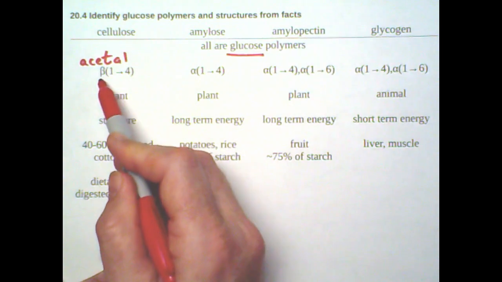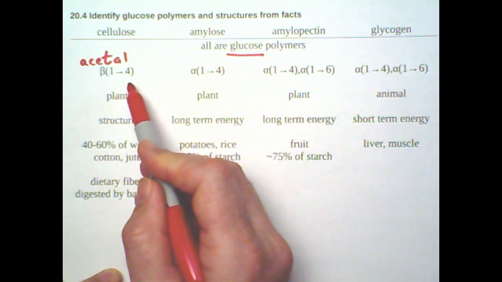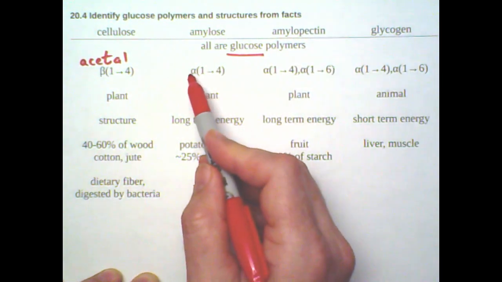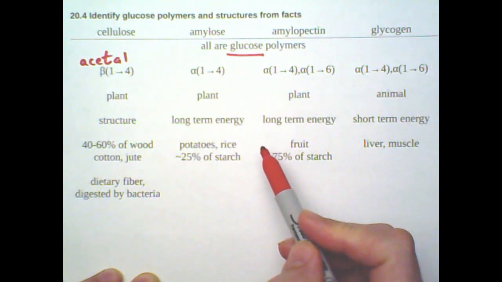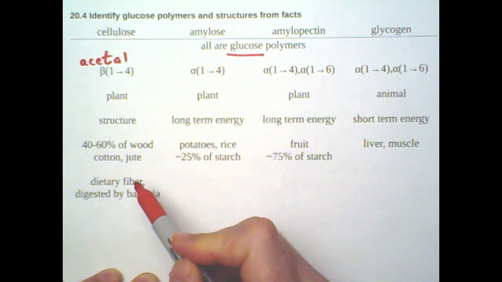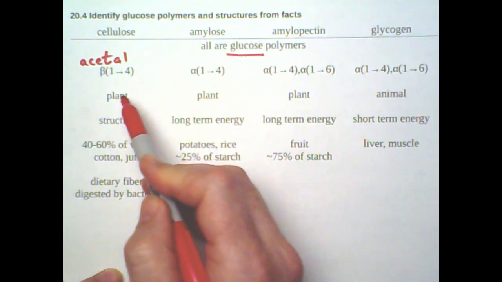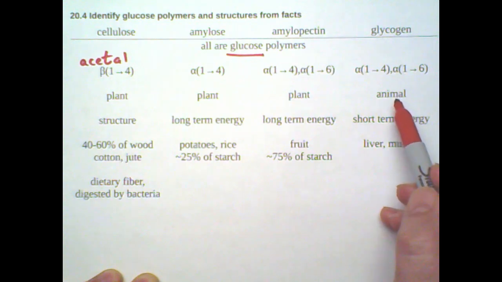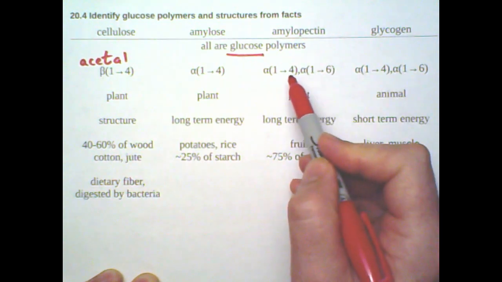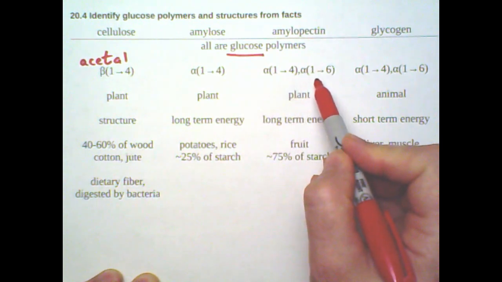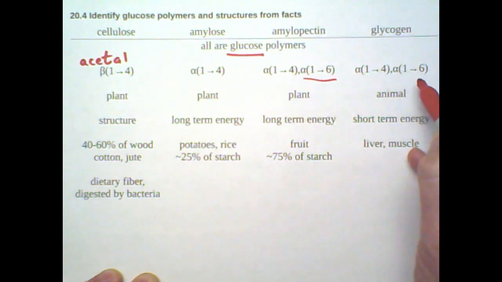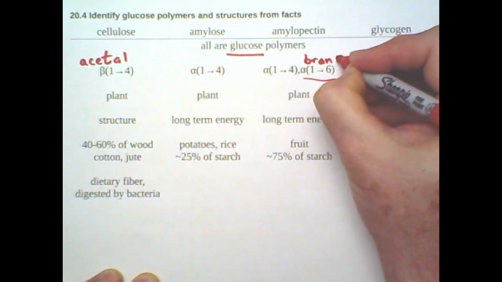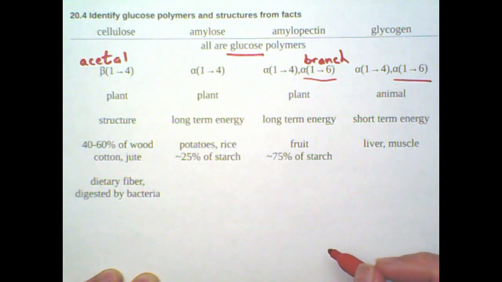here's the list. Cellulose does beta 1,4 linkages. Amylose, amylopectin, and glycogen do alpha 1,4. Our bodies can digest alpha 1,4 linkages. Our bodies can't digest beta 1,4 linkages. Cellulose, amylose, and amylopectin are made in plants. Glycogen in animals. Amylopectin and glycogen both branch with some extra linkages. The alpha 1,6 gives you a branch.